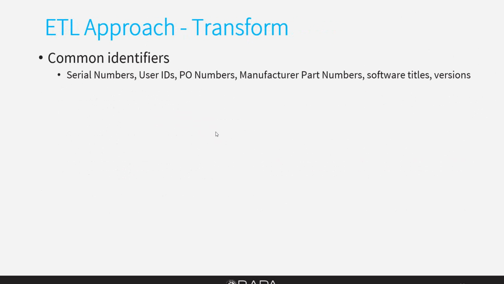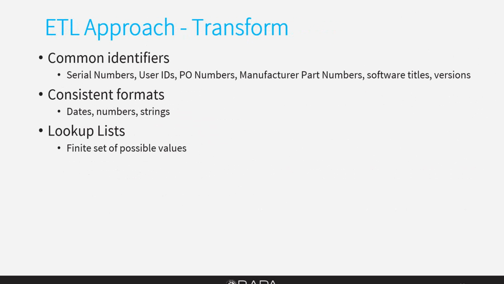Transform is really, like I said, the place where you're going to be spending most of your effort. So identifying your common identifiers so you can connect data from multiple sources and create complementary versus base information. Consistent formats are very important if you are going to automate the loading of data, that you have consistent dates and numbers and strings and so on.